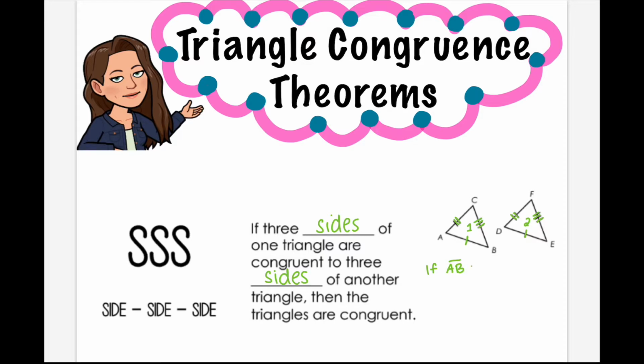So a triangle congruence statement could be written for this as: if AB is congruent to DE, side AC is congruent to side DF, and side CB is congruent to side FE, then triangle ABC is congruent to triangle DEF.